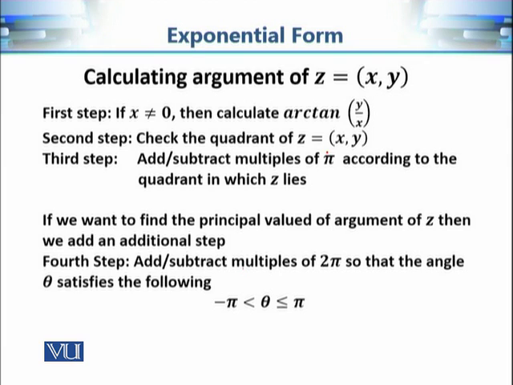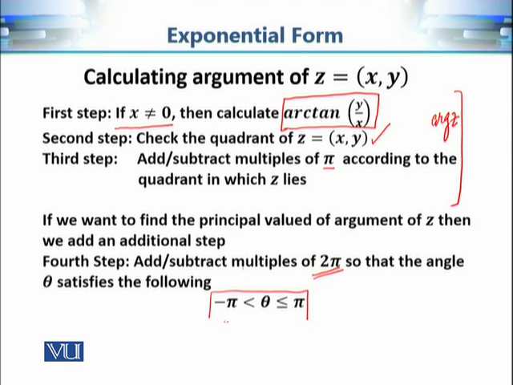Now, based on these observations, we can state the following steps to find out the coordinate theta for a complex number. Now, in the first step, if x is not equal to 0, then we first calculate tan inverse y over x. And since the period of tan is pi, we check the quadrant of this complex number and we find the angle by adding or subtracting multiples of pi. Now this is the value of argument of z. Now further, if we want to find the principal value of argument of z, then we add or subtract multiples of 2 pi such that your angle theta lies in this interval. So these steps tell us how to calculate the theta coordinate or argument of a complex number.